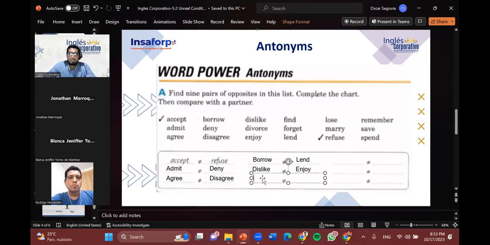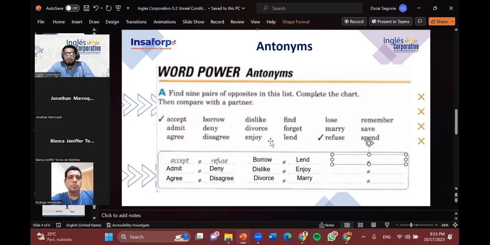How about divorce? Marry. Great. That would be the one. Divorce is the contrary to marry. Yeah, because when you divorce is when you separate from someone. And when you marry is when you join that person. So yeah, divorcing and marrying are, of course, contraries of one another.